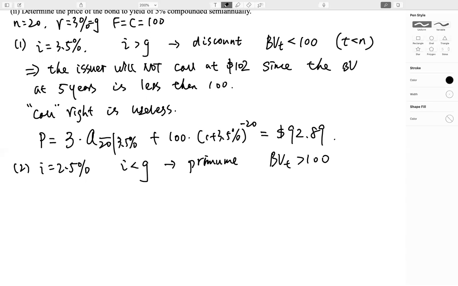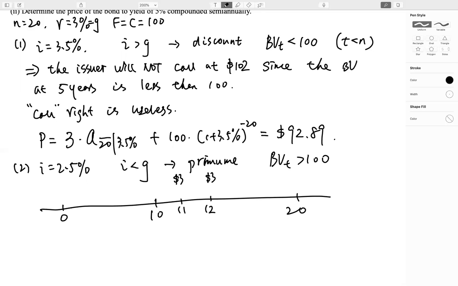So it is possible the issuer will call it earlier if it's to his advantage, right? So in our textbook, we always assume that if this is the case, the bond issuer will call it earlier. So let's take a look at what's going on, right? So here I have 20. In the end of 5 years, which means it's 10, 6 months. Here's 11, 12. The coupon is $3.